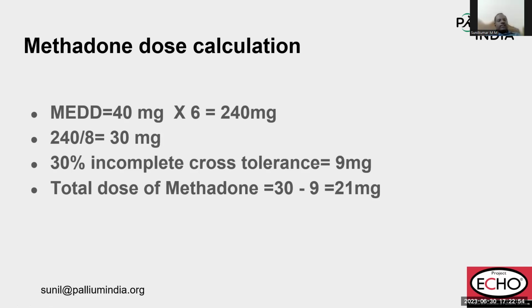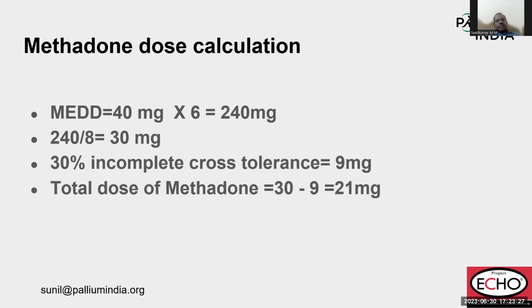So when you convert an opioid to another opioid, you would cut down 30%, and that's known as incomplete cross tolerance. So 30% of 30 milligram is 9 milligram. So you have to reduce 9 milligram from the total dose of methadone, that is 30 milligram minus 9, which will be equal to 21 milligram. Okay, so this is the dose that we are supposed to start for this patient.